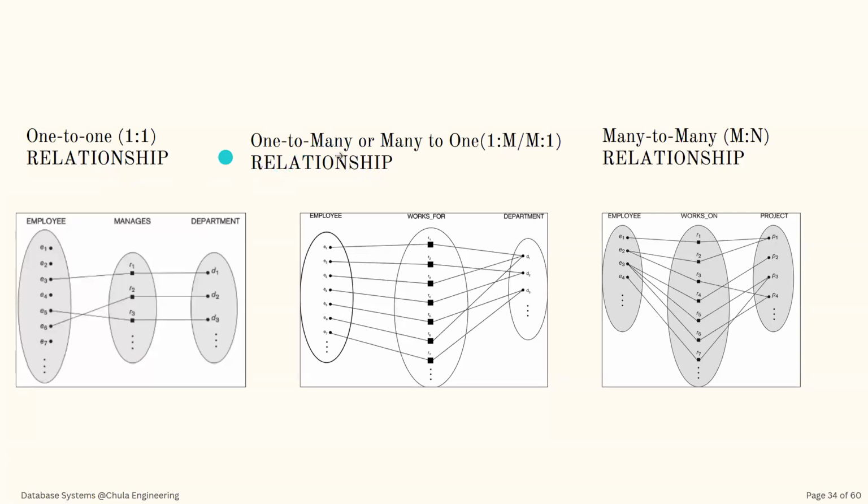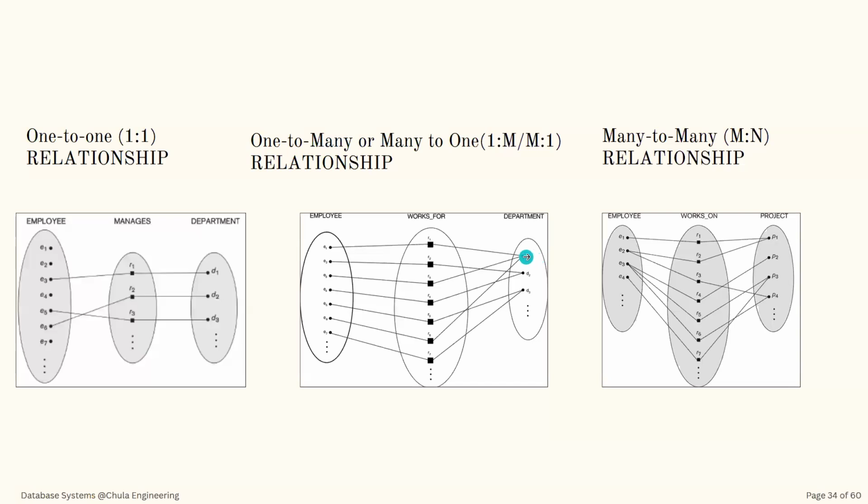cardinality ratio, one-to-one, one-to-many, or many-to-many, you take a look at whether or not it is allowed to have many connections to that particular entity. So like the one on the left, you can see that a department has only one employee as manager. An employee only has one department when they manage it. So that is one-to-one.